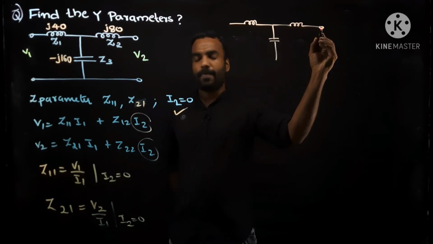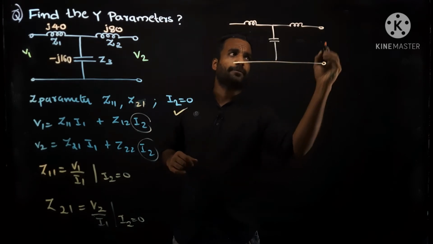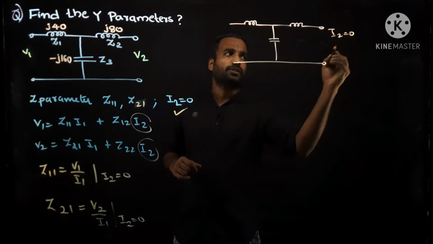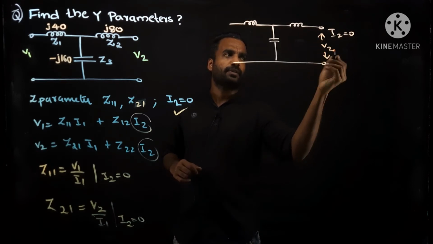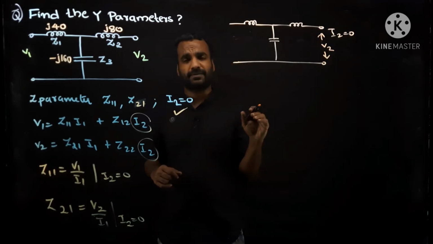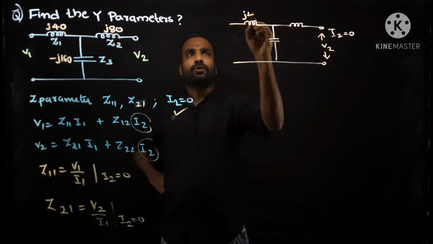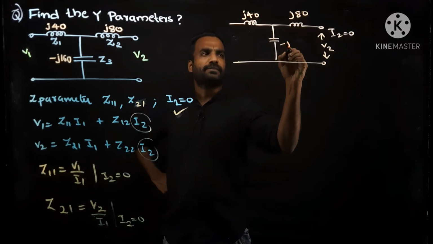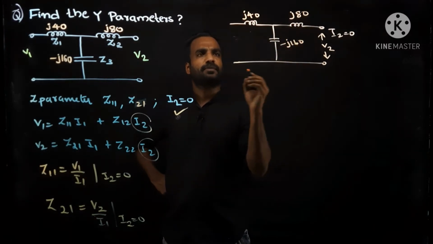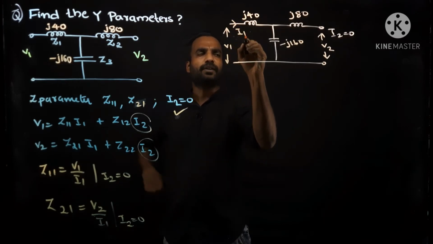With V2, I2 is equal to 0 means I have to open circuit this side. I2 is equal to 0, and we may be having a V2 here. In open circuit, voltage will be present, but current will be 0. So J40, J80, minus J160. This will be V1 and this will be I1.